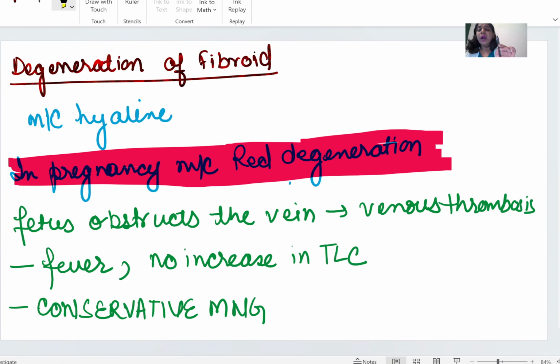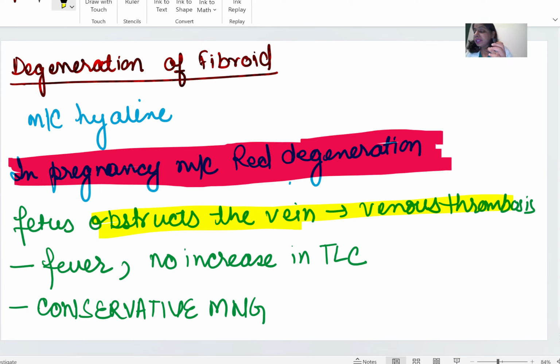Okay, now let us discuss degeneration of fibroid. The most common degeneration is hyaline degeneration. And in pregnancy, because there is a fetus, this fetus obstructs the vein and it causes venous thrombosis. So there is red degeneration.